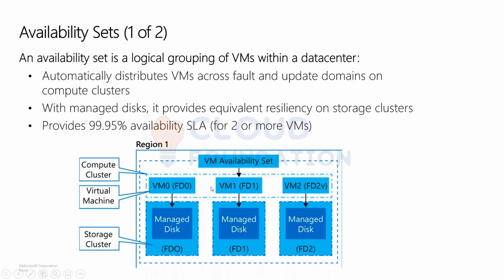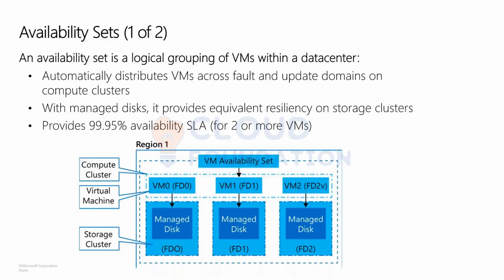When you say fault domain, what do I mean by that? 2 machines in 2 different fault domains means the first machine will be on the first rack server, and the second machine will be on the second rack server. If the first rack server fails because of some physical problem, the second machine is still up and running. That is the meaning of putting 2 machines in separate fault domains.